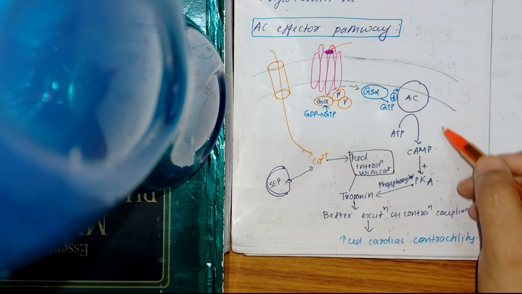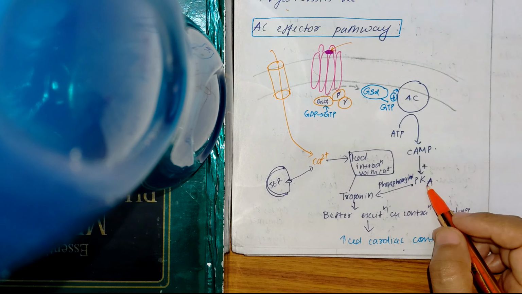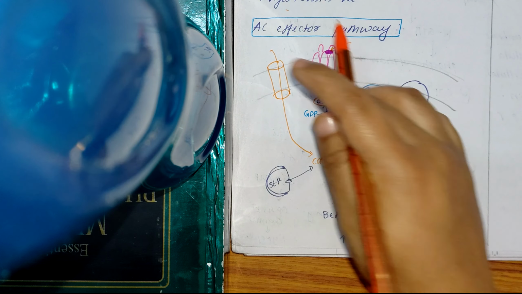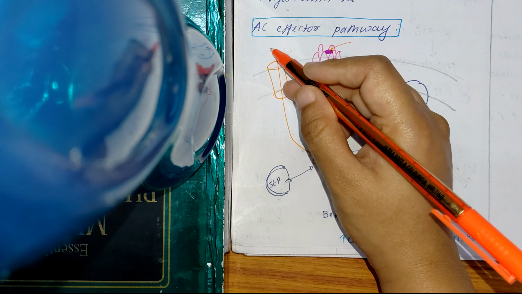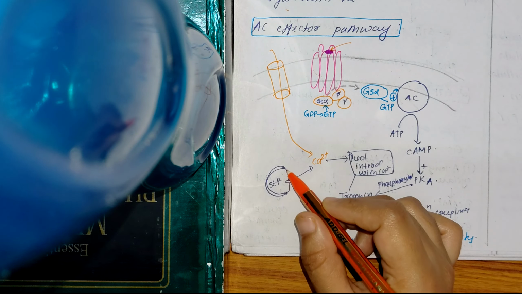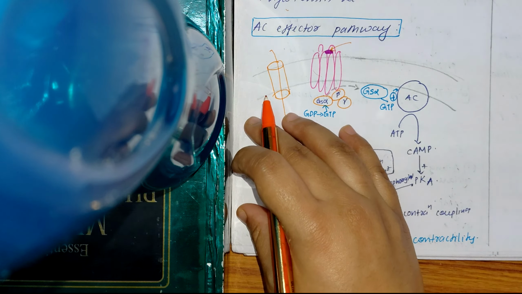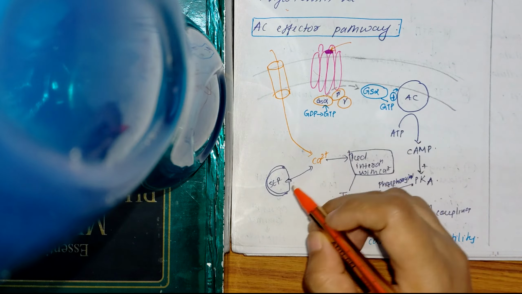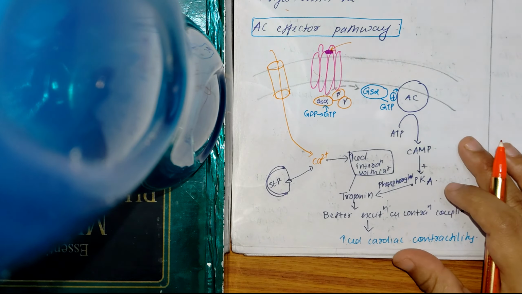And once this PKA pathway is active, more calcium is coming through the calcium channels, so more calcium influx will be there, and from the intracytoplasmic stores also there will be calcium release.